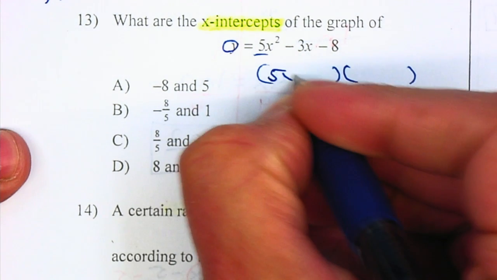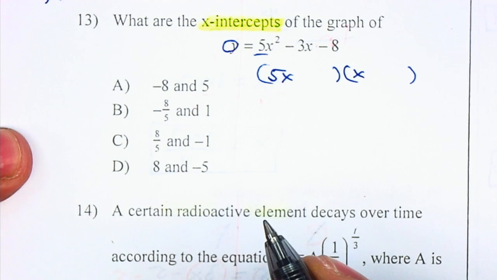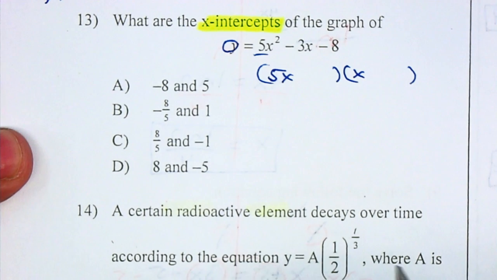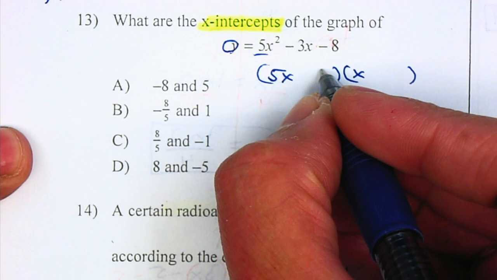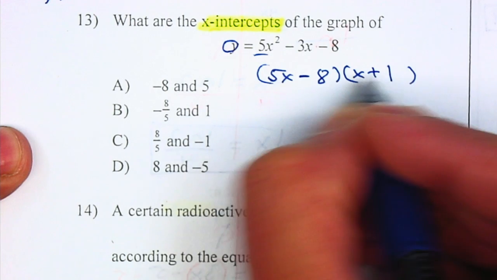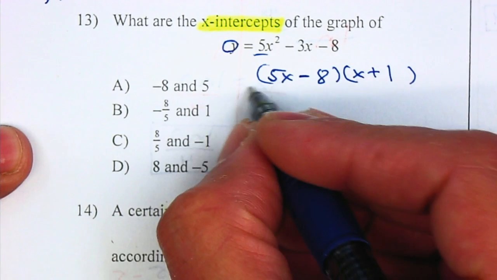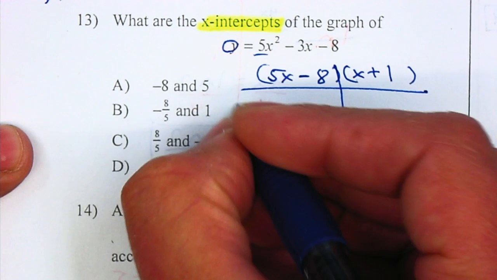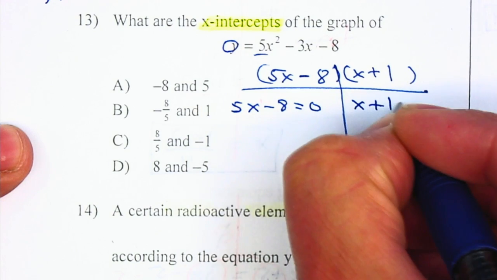Factors of 5x squared will be 5x, and factors of 8 will be 4 and 2, 8 and 1. I need to get negative 3, so I'm going to use 8 and 1. I'm going to make that a negative, and this one is positive. It gives me 5 minus 8, which will be negative 3. I'm going to use my zero product property. I'll set my 5x minus 8 equal to 0, and x plus 1 equal to 0.